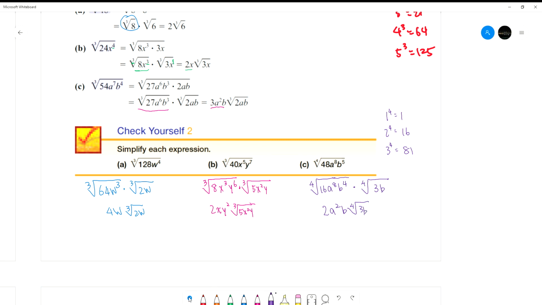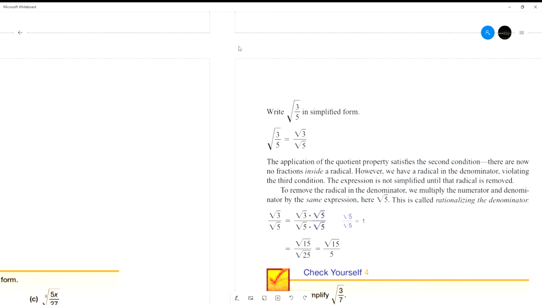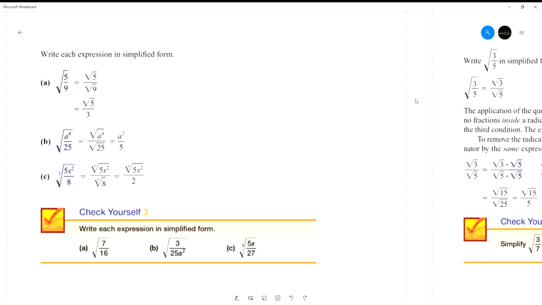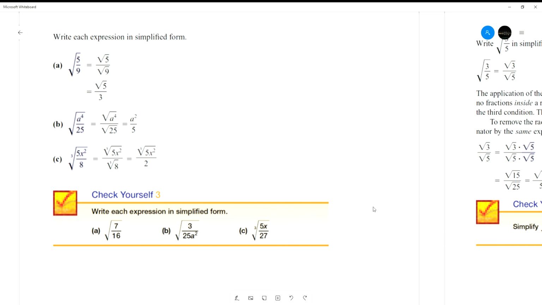All right, any questions? Okay, let's take a look at this one. So we have the square root of 5 over 9. Earlier we talked about the property where you could split these up. So let's split these up and we get square root of 5 over the square root of 9. Now, the square root of 9 simplifies into 3, but the root 5 does not. That's why our final answer is just root 5 over 3.